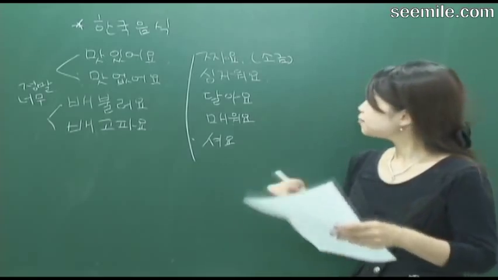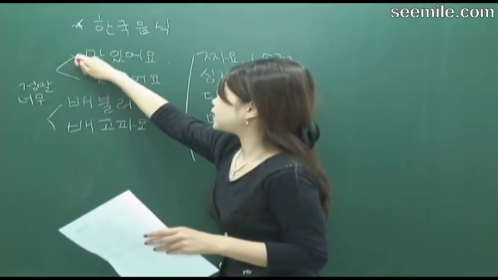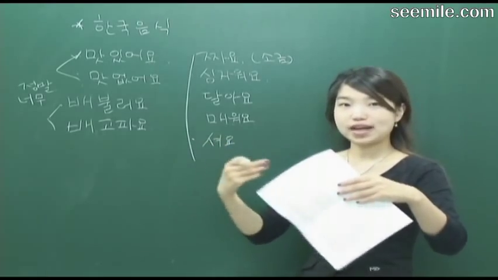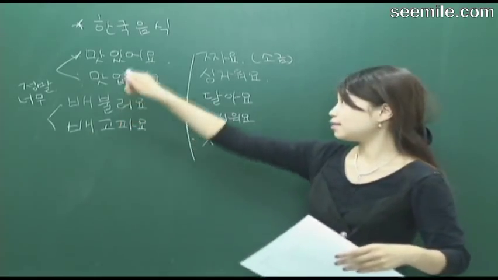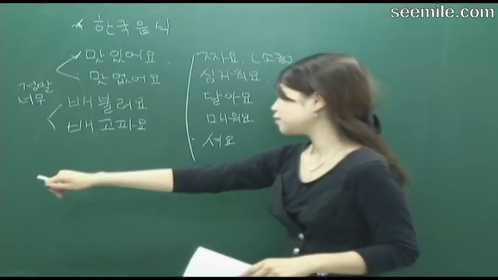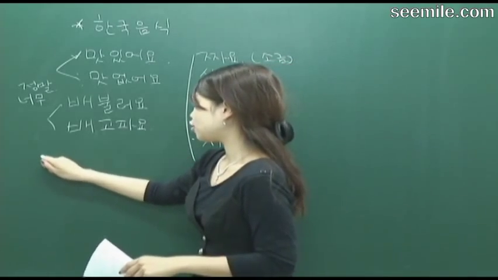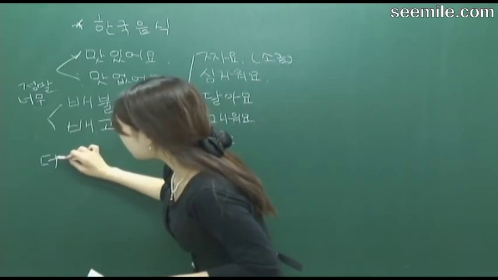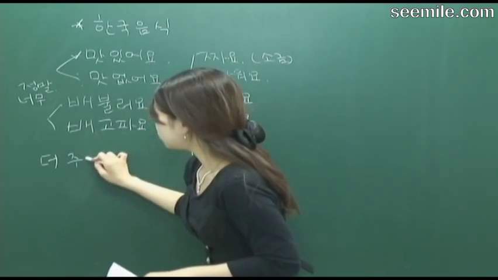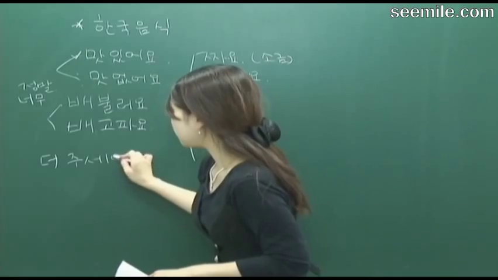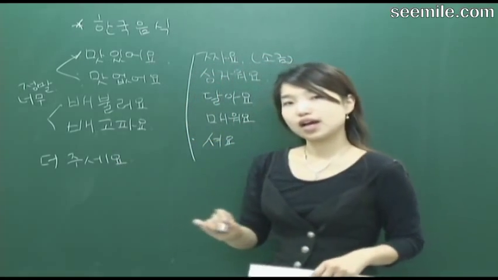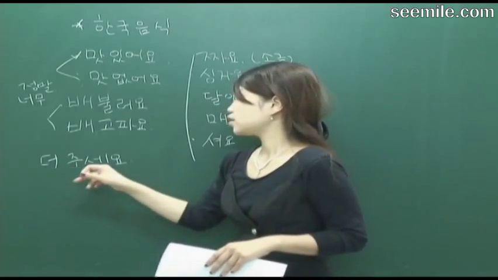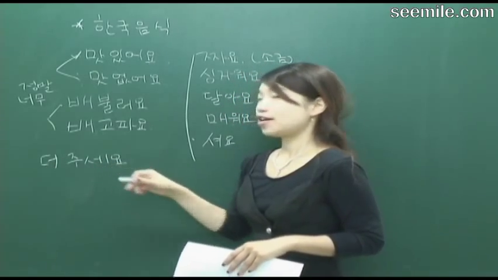자, 그 다음에, if taste is good, 맛있으면, you will say, 더 주세요. I want to have more. I want to have more, right? 맛있으면 어떻게 말할까? 더 주세요. 더 means more. 주세요. Okay. I want to have more. More, please give me. 더 주세요.